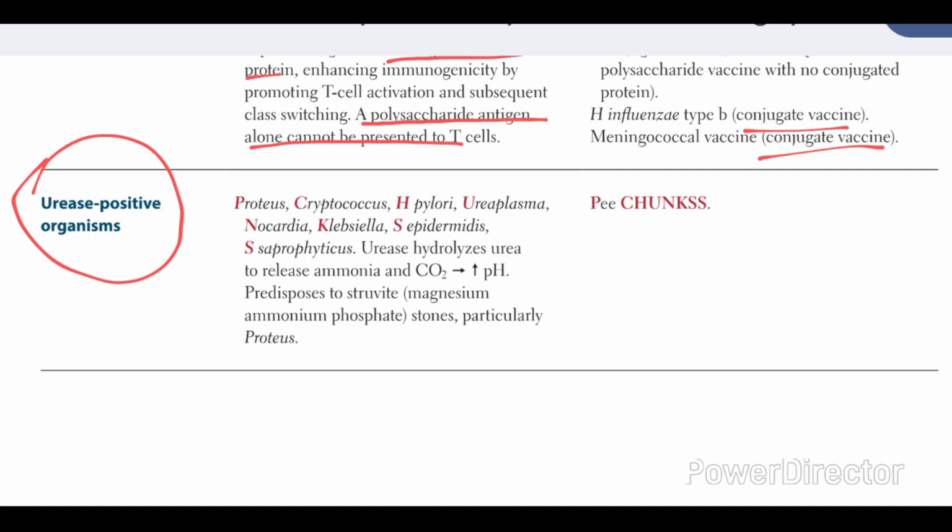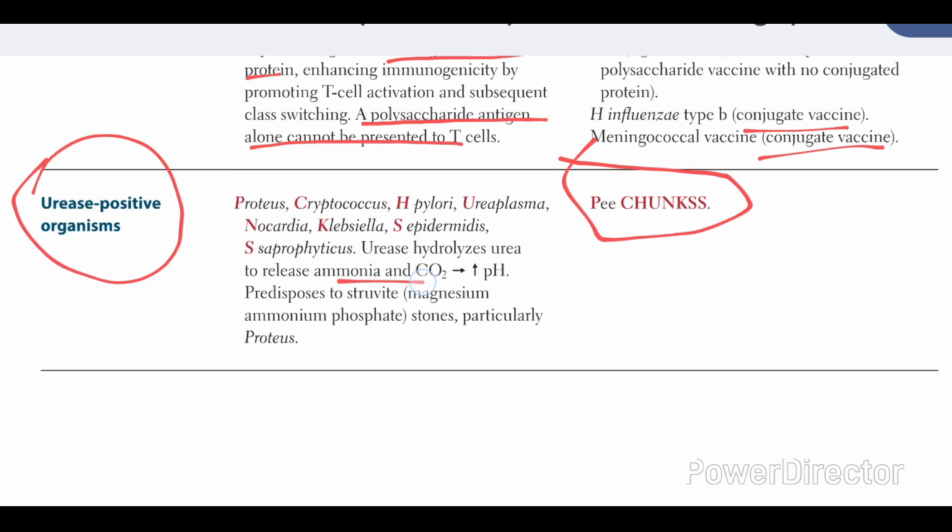Here's a very easy mnemonic that you can remember: that is, PUNCH. The P stands for Proteus, and subsequent organisms with their respective first letters. These organisms contain urease that hydrolyzes urea to release ammonia and carbon dioxide, which will increase pH, and increased pH will favor the formation of MAP stones, which are also known as struvite stones.